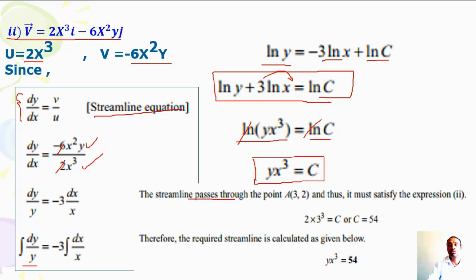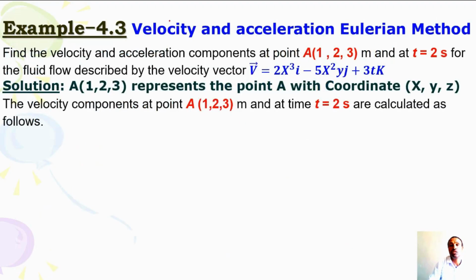Hence the streamline passes through the point (3, 2), and thus it must satisfy the expression. So you simply substitute the coordinates 3 and 2 in place of x and y respectively. Then c will be 54. Hence the streamline equation is this one. So this is the streamline equation, which is a function of x and y in both directions. And the third example is velocity and acceleration by the Eulerian method.